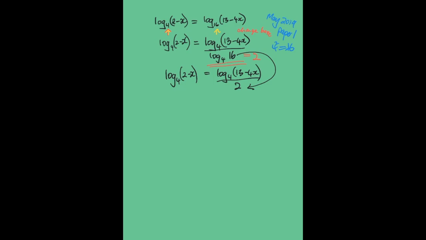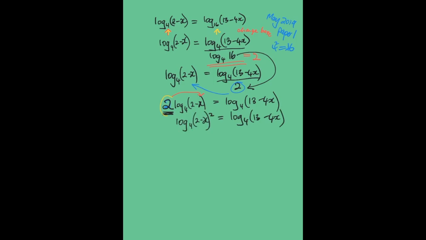Now this side is divided by 2, so I can just cross multiply and put 2 times this on this side. So you see I've multiplied this side by 2. Now this should show you that you can now use your power law by putting this 2 and making 2 minus x squared. So using the power rule, I just moved this 2 to create this as squared. So now I can see that I've got the same base here, so therefore this must be equal to this value.